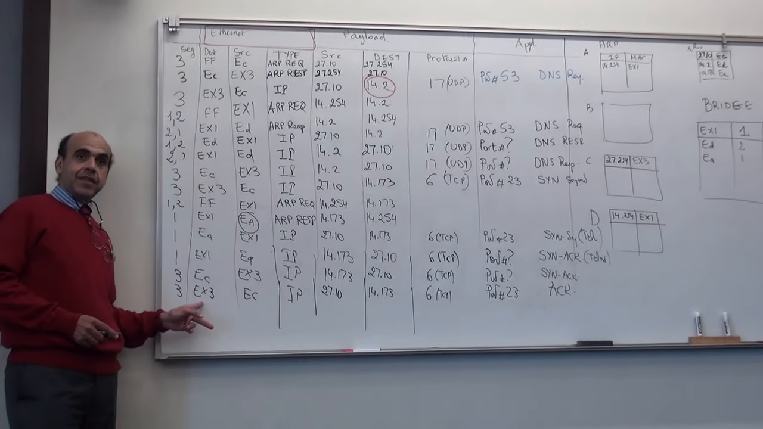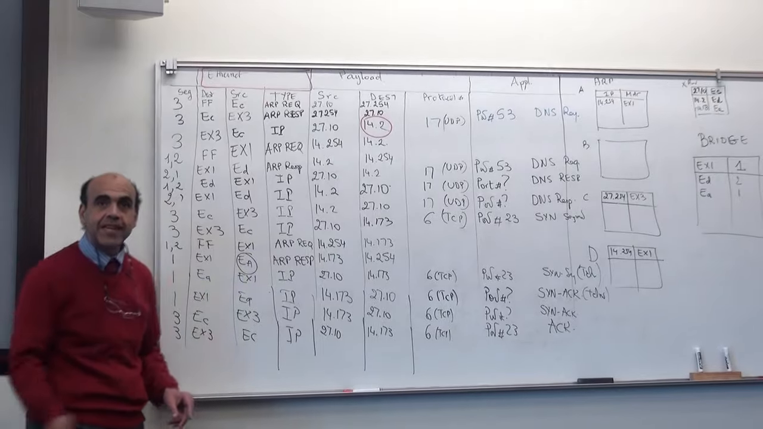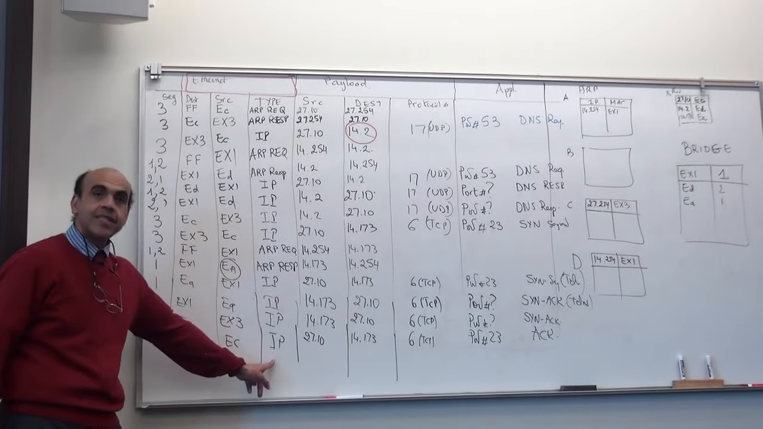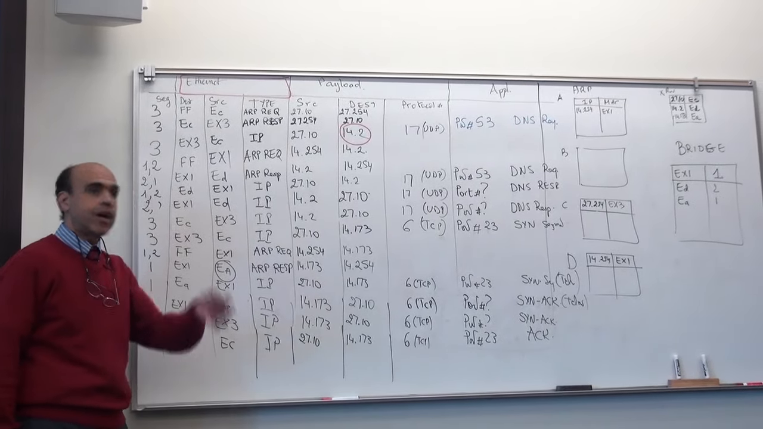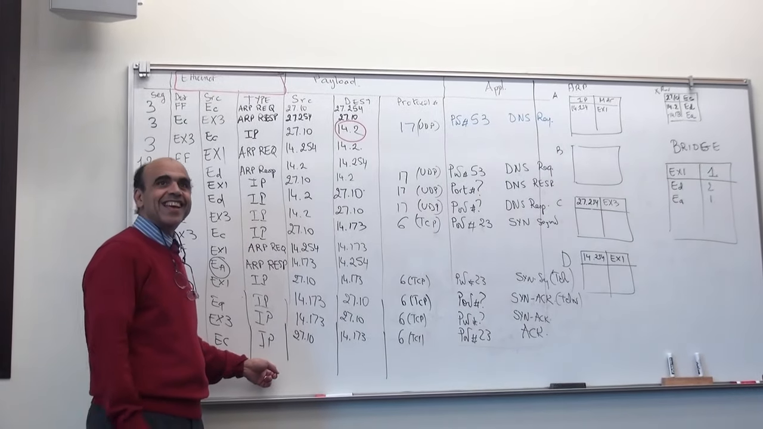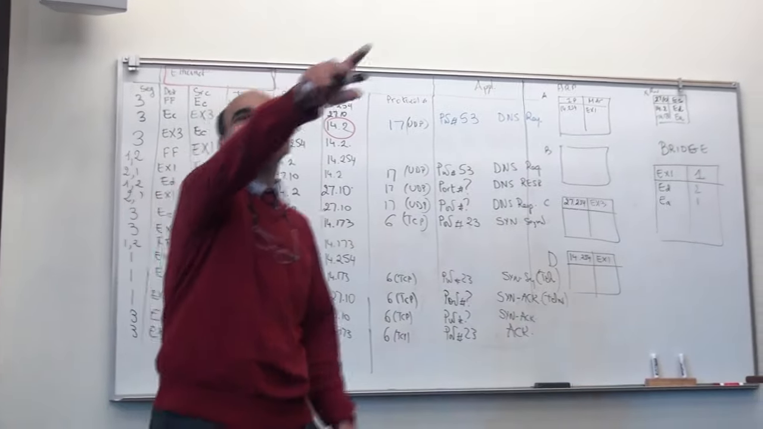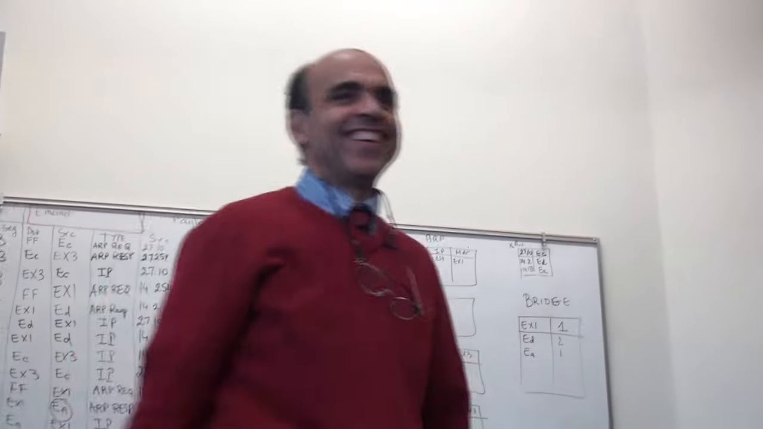The router will pick this up. It will say, what is the type? Oh, it's IP. Push it to IP. Right? Each time I get to IP, he starts smiling, okay?